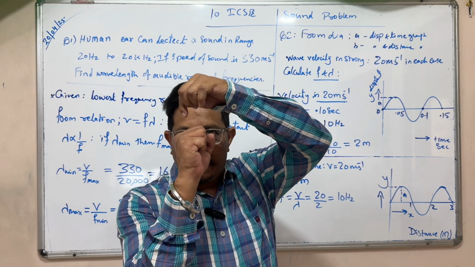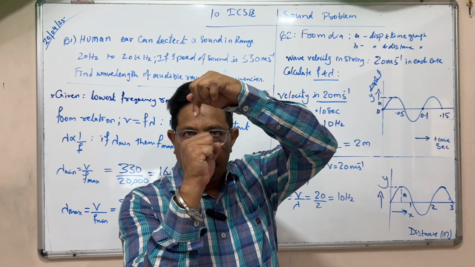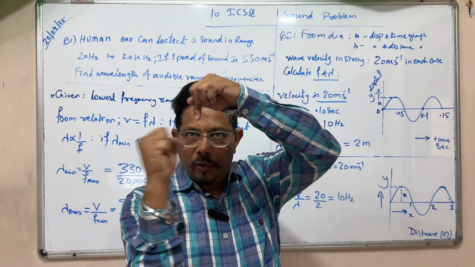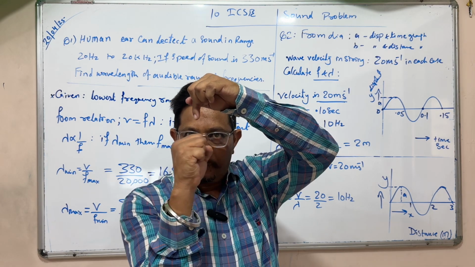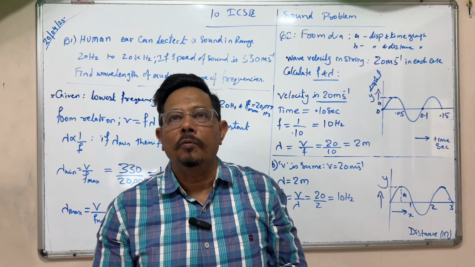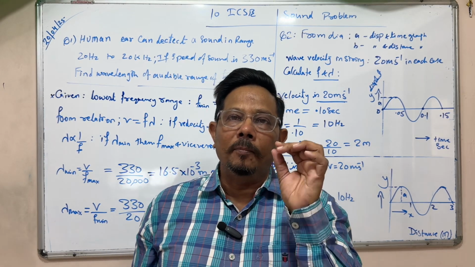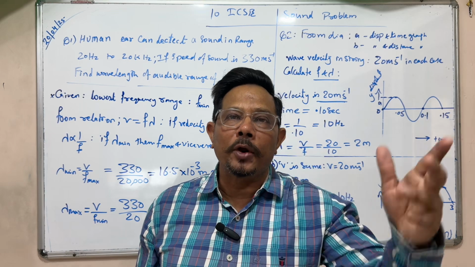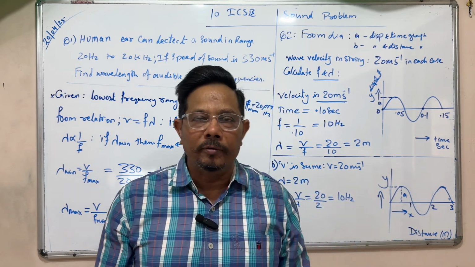So the particles vibrate in this manner. From the mean position, 1, 2, 3, 4. Okay, 1, 2, 3, 4. This is called one vibration. In one complete vibration, whatever distance the disturbance propagates through a medium is called wavelength.